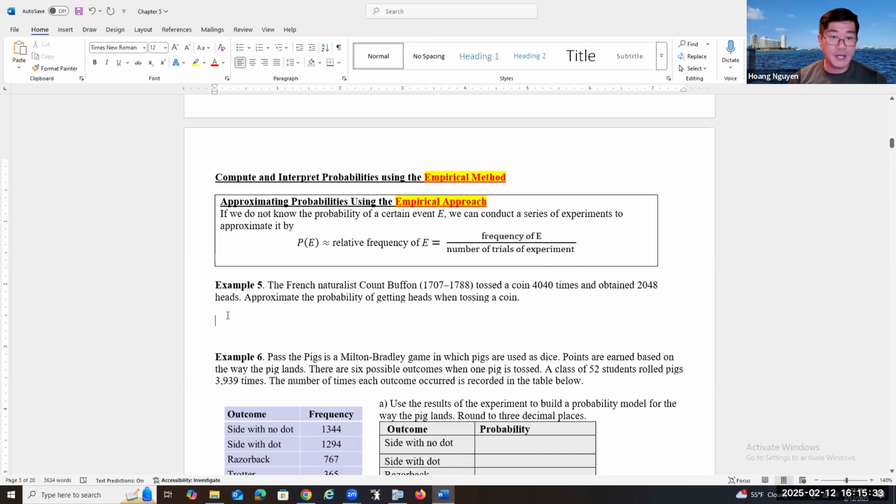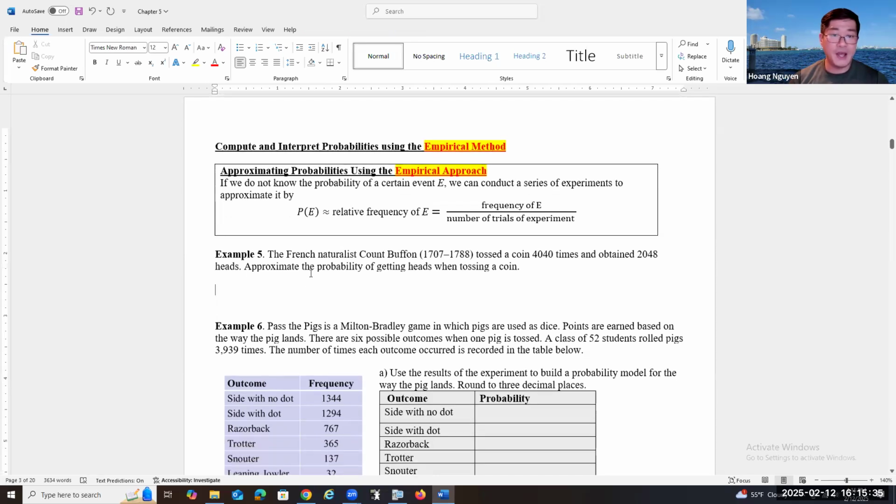So let's give it a try right here, everyone. Okay, so a French naturalist tossed a coin 4,040 times. So this is the number of trials of the experiment. And he found out that 2,048 of them were heads. So among 4,040 times that he tossed a coin, he got 2,048 heads. Approximate the probability of getting a head when tossing a coin.